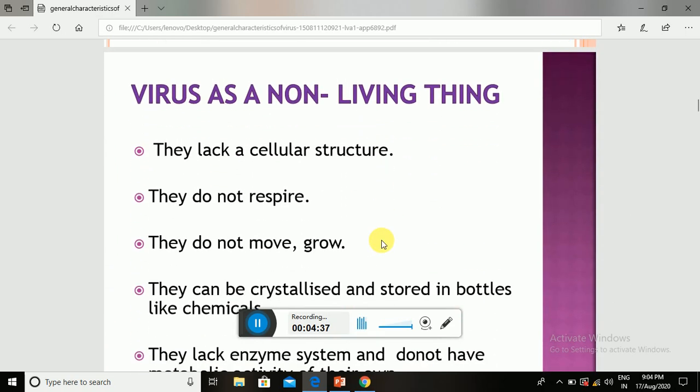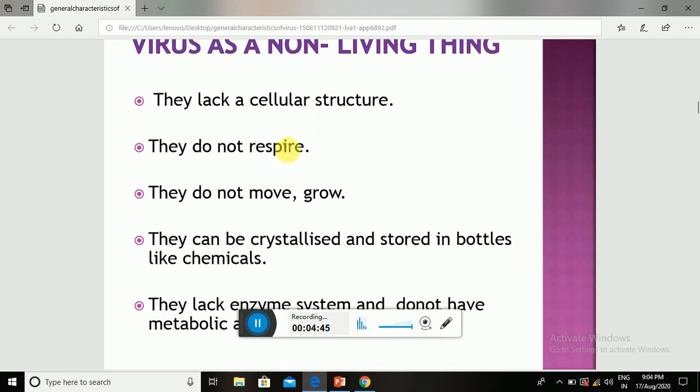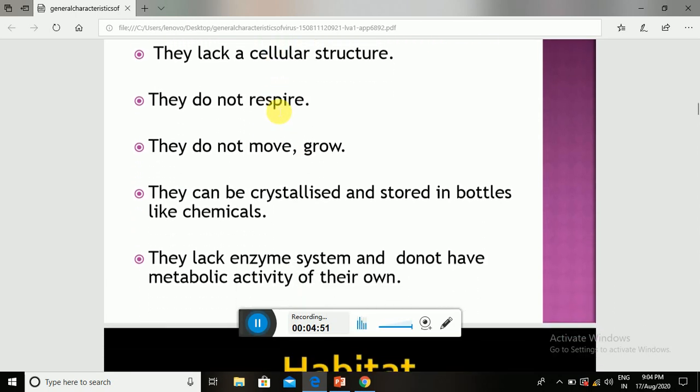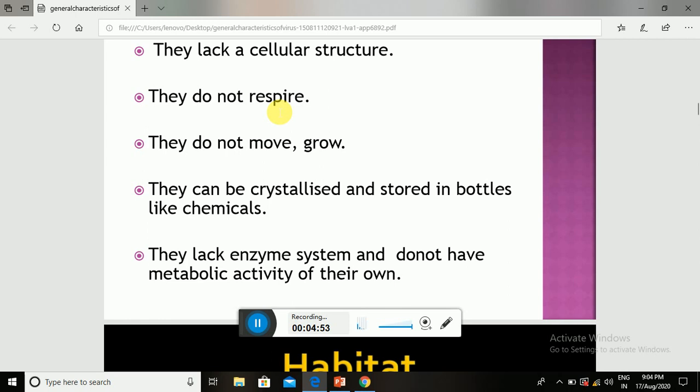Because of different properties, they obey the non-living properties. They lack cellular structure; viruses have no specific cellular structure. Also, they do not respire, because respiratory organs or respiratory cell organelles are absent in viruses. They do not move or grow. They are unable to grow and also unable to move.